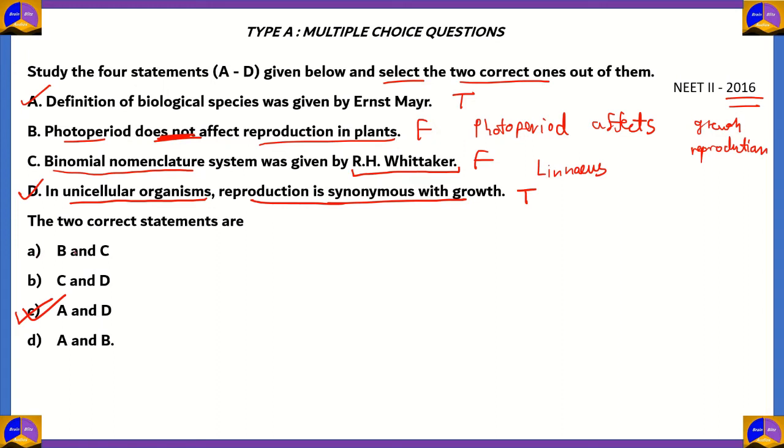In option A, it says that B is correct, which is wrong. In option B, it says that C is correct, which is wrong. And in option D, it says that B is correct, which is wrong. So therefore, option C contains the two correct statements, statements A and D.